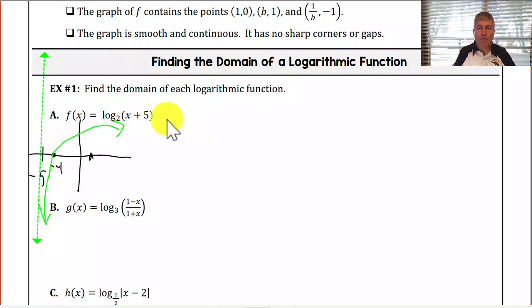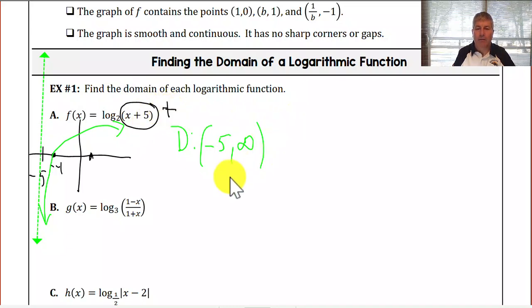So the domain now is going to go from negative 5 to positive infinity. One thing to note is that x plus 5 has got to be positive. So the answer, log base answer equals exponent, the answer part has got to be positive. So another way to look at this is to say x plus 5 has got to be greater than 0. So x has got to be greater than negative 5.